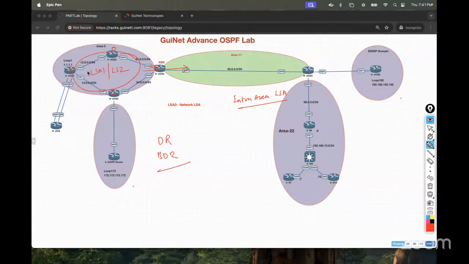I'll explain what the DR is and what the BDR is. You might find a separate session for that where I'll explain all the details about the DR and BDR so you can understand. But for the time being, understand that if I have the LSA2, it is going to be generated by a special router. That could be the DR, that could be the BDR, right? So still it is going to stay within the area.